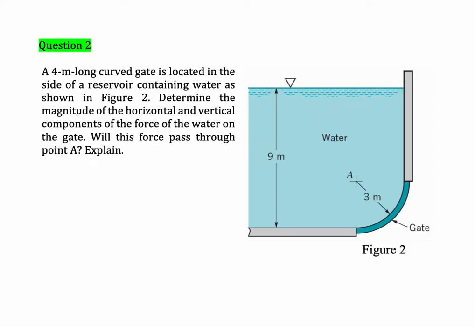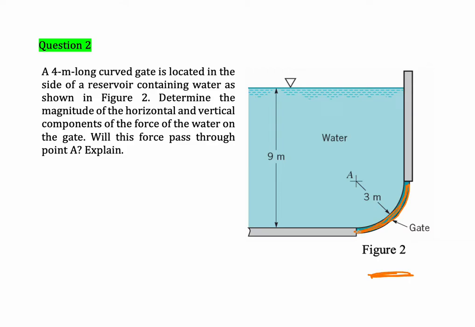This is tutorial question number 2. A 4-meter long curved gate is located in the side of a reservoir containing water as shown in figure 2. Determine the magnitude of the horizontal and vertical component of the force of the water on the gate. Will this force pass through point A? Explain about it.